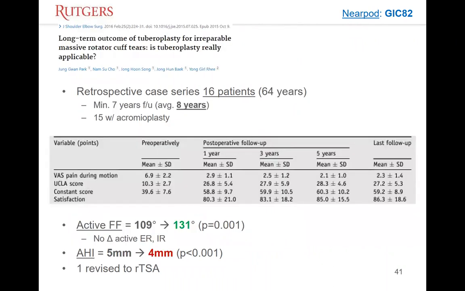The same group as the prior study performed a review of their tuberoplasty patients with at least 7 years of follow-up, and they found improvements in the constant, UCLA, and visual analog scores that were sustained at final follow-up, albeit with slightly lower constant scores than their prior series. They also had modest improvements in forward flexion like their prior series.